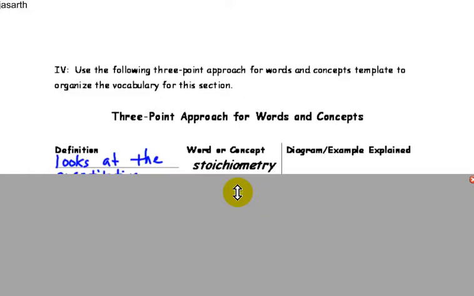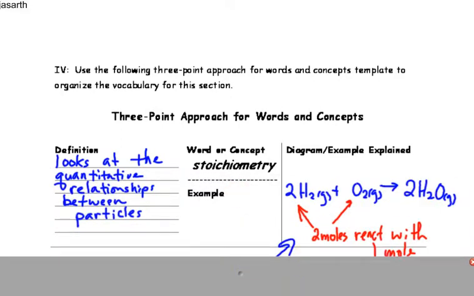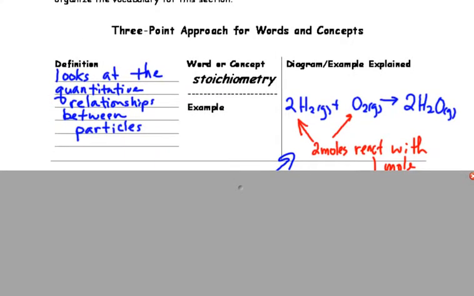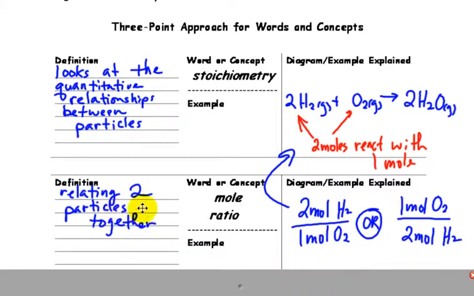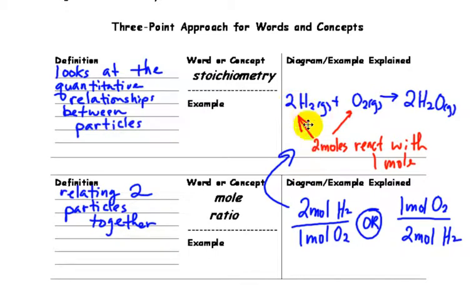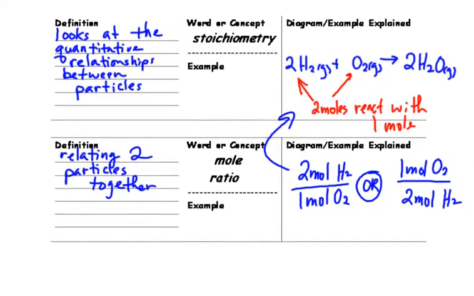Okay, vocab. Stoichiometry looks at the quantitative relationship between particles. So for example, in the formation of water, 2 hydrogen molecules plus 1 oxygen molecule yields 2 molecules of water. So 2 moles react with 1 mole, that's a mole ratio. That is stoichiometry, looking at how they relate with one another. Mole ratio, relating 2 particles together. So as you can see here, 2 moles of H2 react with 1 mole of O2, or stated the other way, 1 mole of O2 reacts with 2 moles of H2.